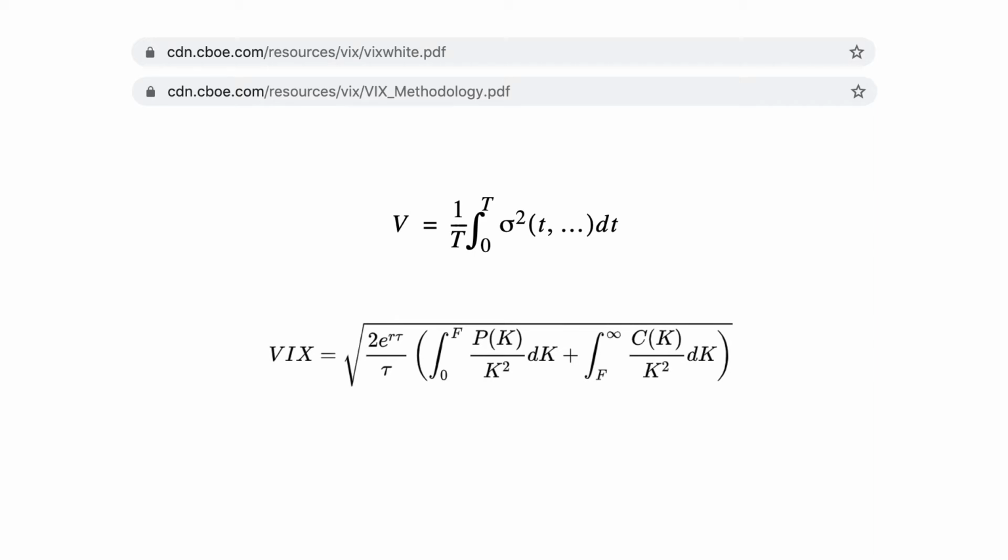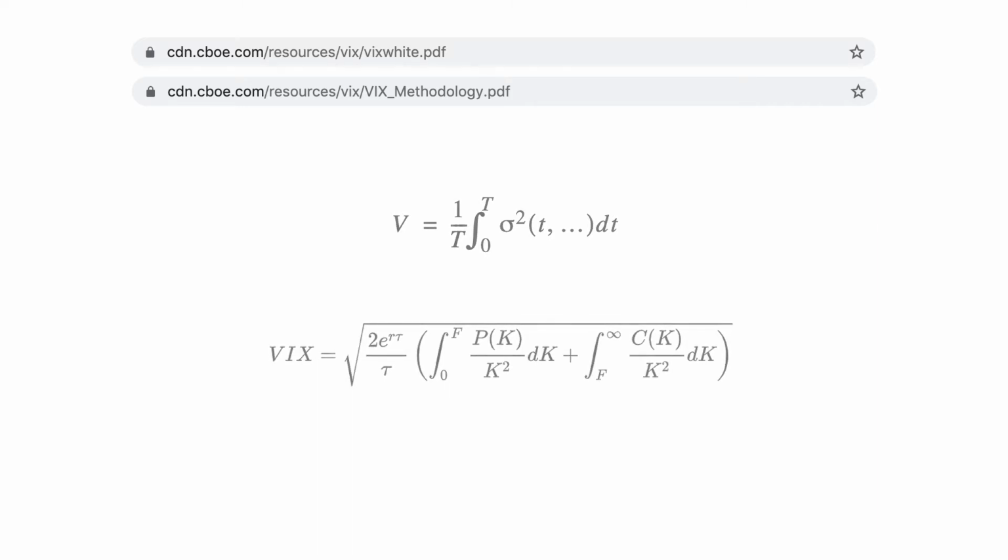If you are really interested in the math, I here put down the most relevant, more fundamental formulas, from which you can derive the formula we saw earlier, which shows how to calculate the time and also strike weighted variance. If you are curious, you can try to derive the formula earlier, starting with these two formulas.